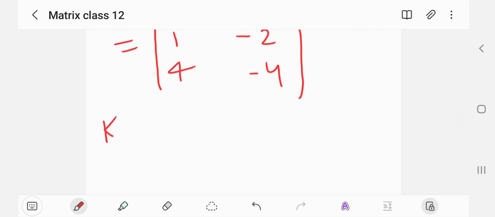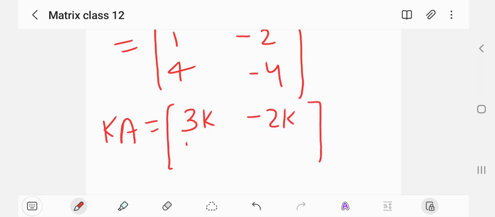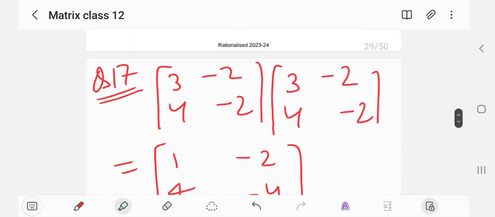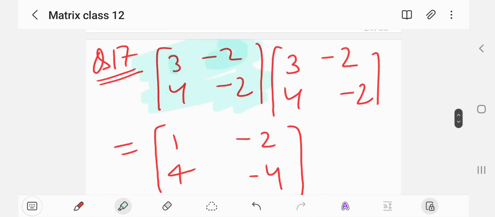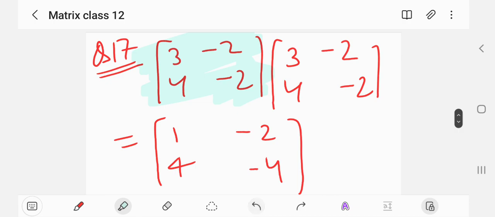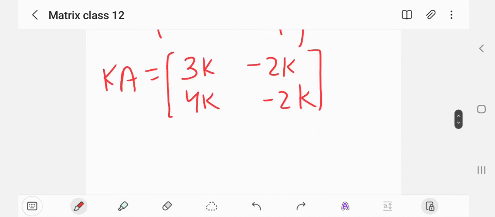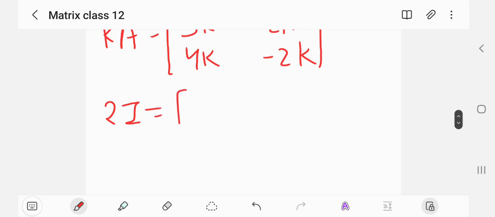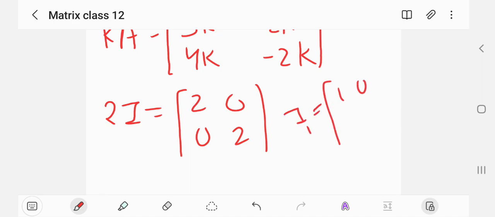Okay, kA. What is kA? kA will be 3k, minus 2k, 4k, minus 2k. How have I found it? I have simply multiplied this A matrix with k, the scalar element k. When I multiply this 3 with k, I get 3k. Multiply minus 2 with k, I get minus 2k. This is how it will be done. Right. Now let's find 2I also. 2I is 2, 0, 0, 2. Now if you notice, the I which I have used here is 1, 0, 0, 1.